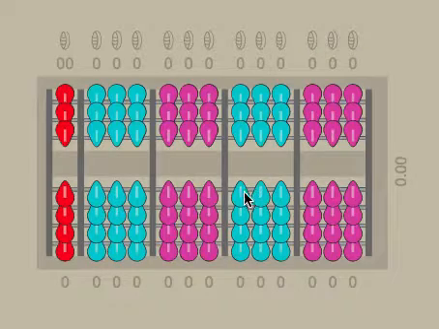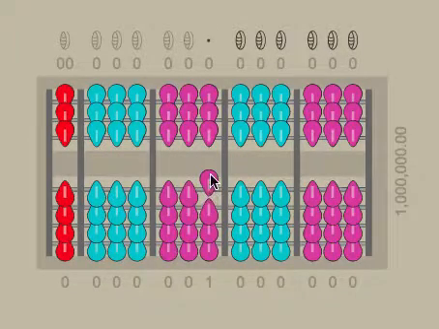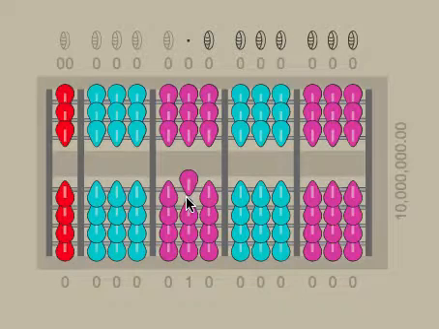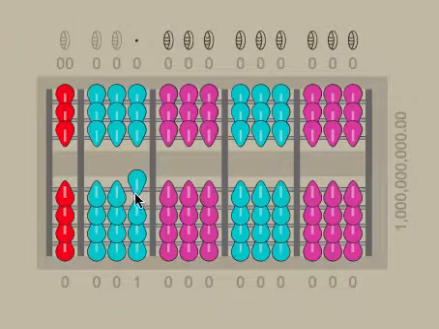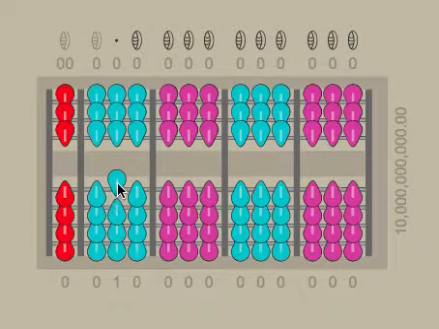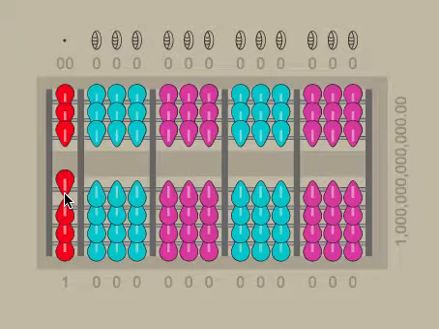10,000s, 100,000s, 1 million, 10 millions, 100 millions, 1 billion, 10 billions, 100 billions, and 1 trillion.